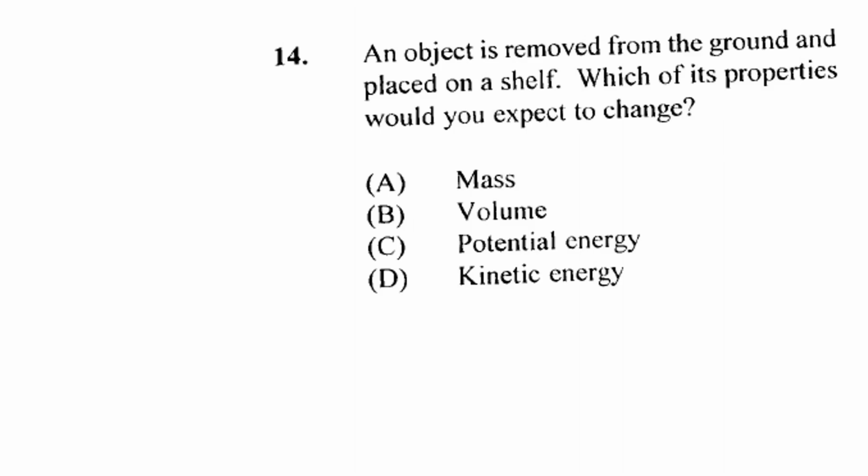Number 14. An object is removed from the ground and placed on a shelf. Which of its properties would you expect to change? A. Mass, B. Volume, C. Potential energy, D. Kinetic energy. Well, it's not the mass or the volume. Those won't be affected. It's not the kinetic energy because it won't be moving if you just place it on a shelf. The only thing that has changed about it is its height over the ground, so the potential energy has changed. The answer is C.